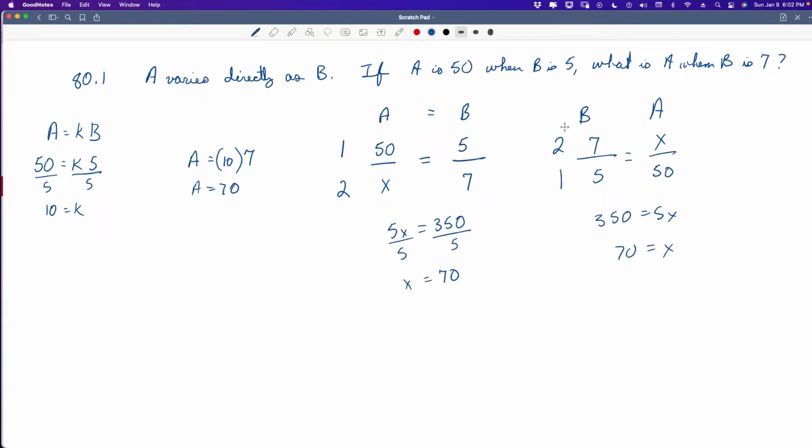I could even just leave the events in the same order. So if I had B over here and A over here, and I left 1 over 2 and said 5 over 7 equals 50 over x, I still get the same setup. I still get 5x is equal to 350, which still gives me that x is 70.